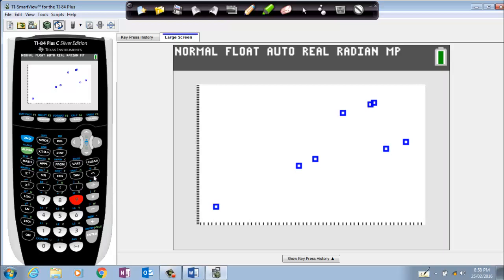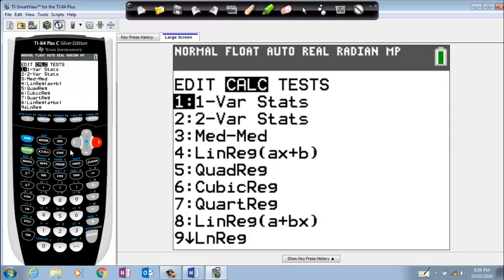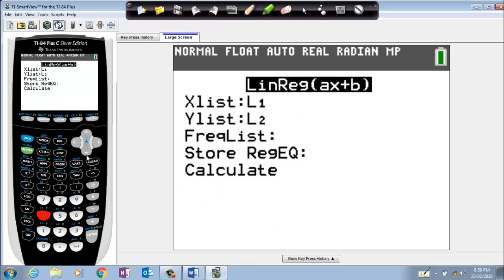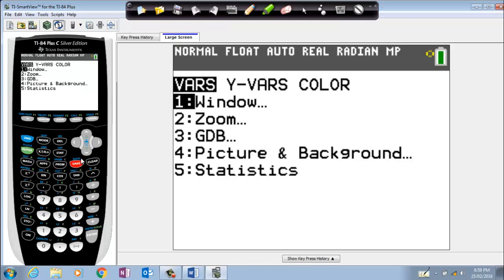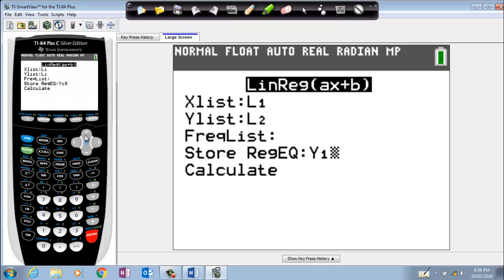Now we want to get the line of best fit, which is called the regression equation. We need to go stat, go across to calc, go down to lin reg, which is number 4, and we go down to store regression equation. We want to actually store it into the y function. It's a variable, so we press vars, y vars, function y1, so it'll paste the answer into y1. Go down to calculate and press enter.